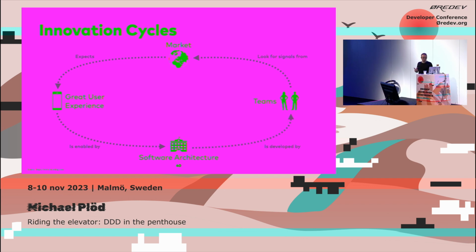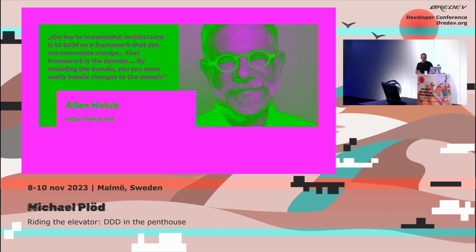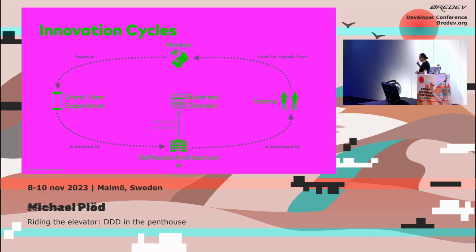And that architecture is again being developed by teams. I think nowadays it's more important than ever to have an evolutionary software architecture. A software architecture that can be part of an evolution, that can adapt to a changing market at a high speed. Allan Holub, a very respectable person whom I really appreciate a lot from the Agile community, said that the key to an incremental architecture is to build on a framework that can accommodate change. And that framework is the domain. By modeling the domain, you can more easily handle changes to the domain. What does that mean? It means we should align our architecture to the domain.